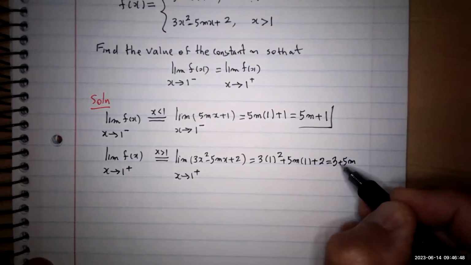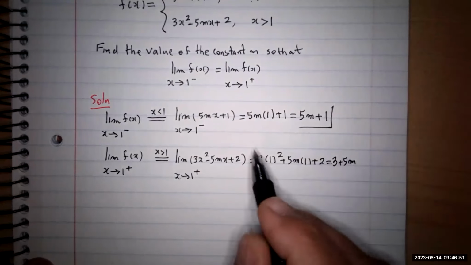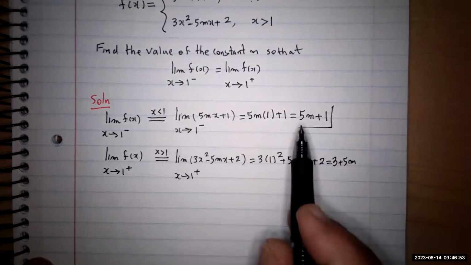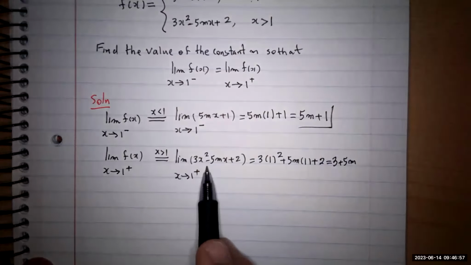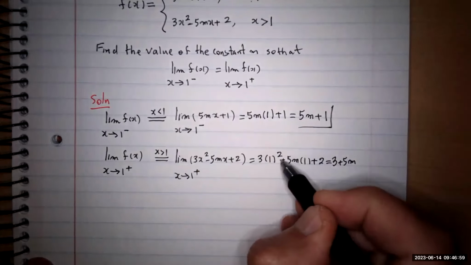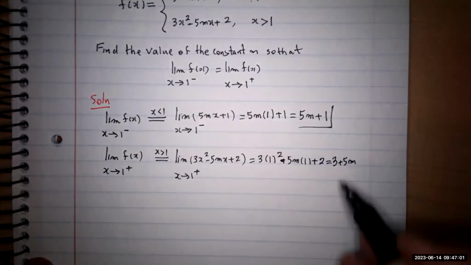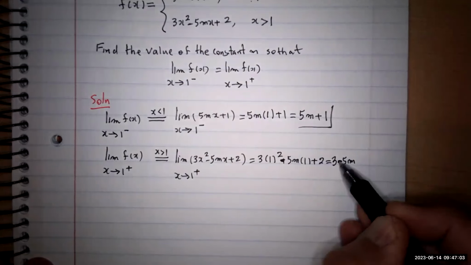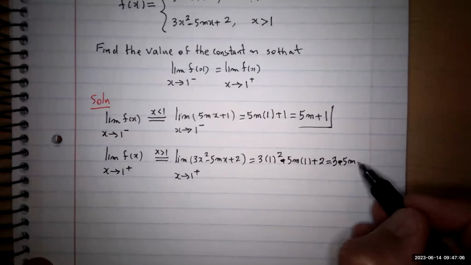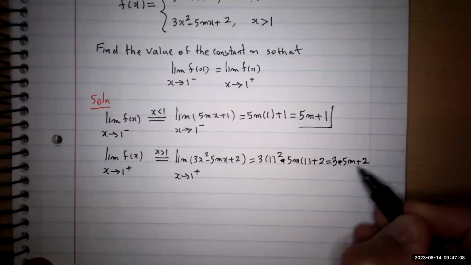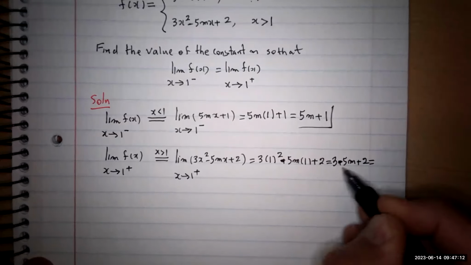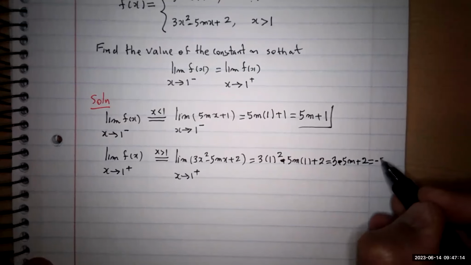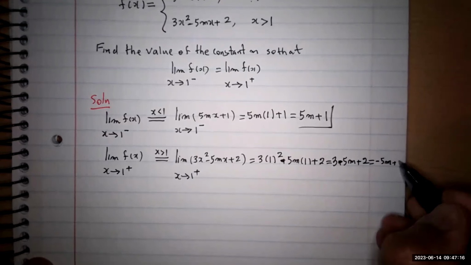Okay, so that gives me... I made a mistake here. There was a negative sign I missed. Sorry, that's a negative, yes. Okay, so it's going to be negative 5m and the plus 2. Okay, 2 and 3 would be 5, so that gives me negative 5m plus 5.